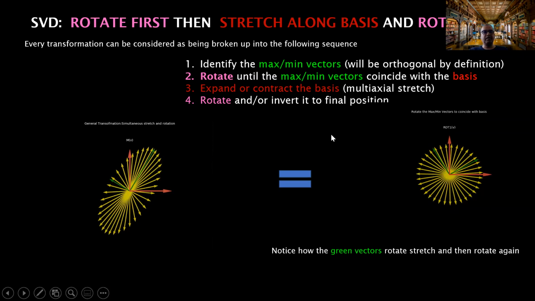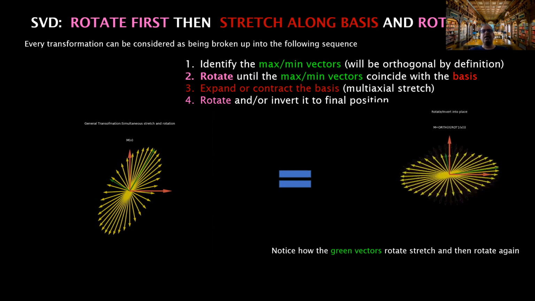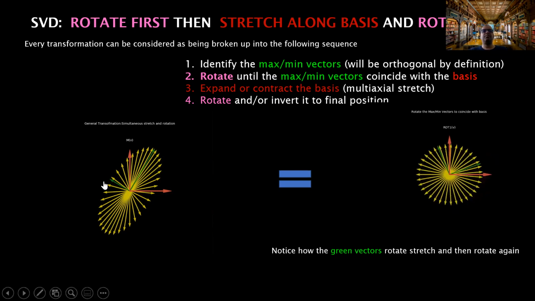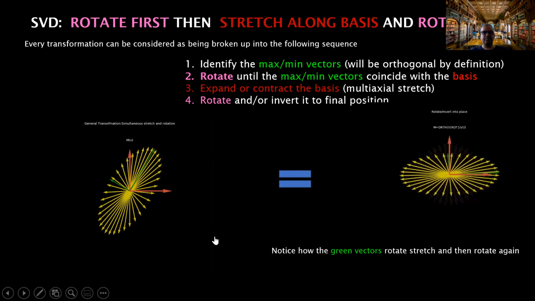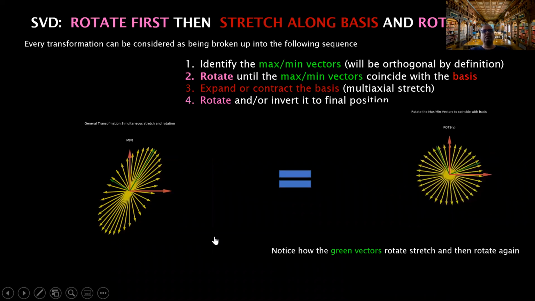So identify the min-max vectors first. Can you see the min-max vector here? Then rotate until the min-max vectors coincide with the basis, stretch along the basis vectors, and then rotate to the final shape. Can you see that this and this are the same shape? Then rotate, stretch along the basis, rotate again. This is how SVD works.